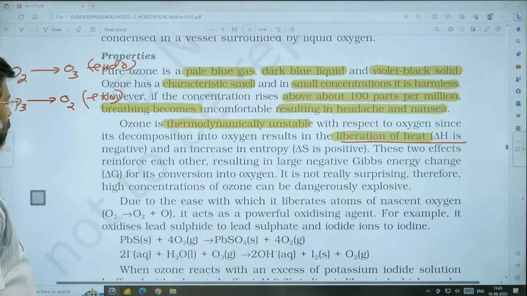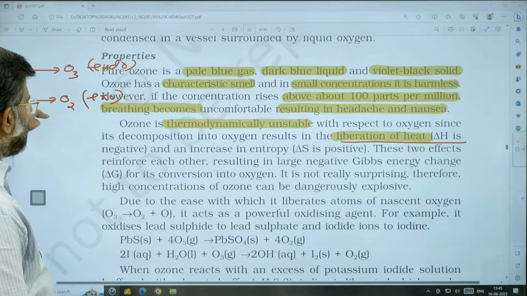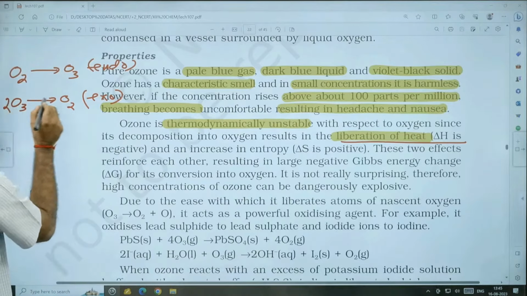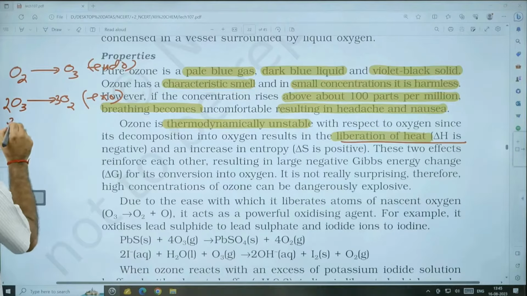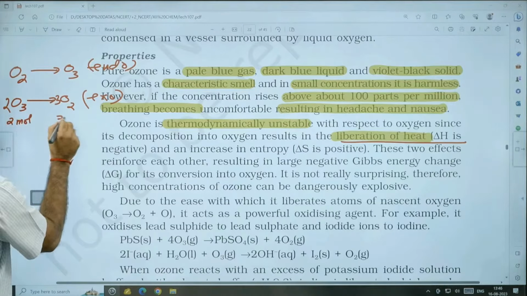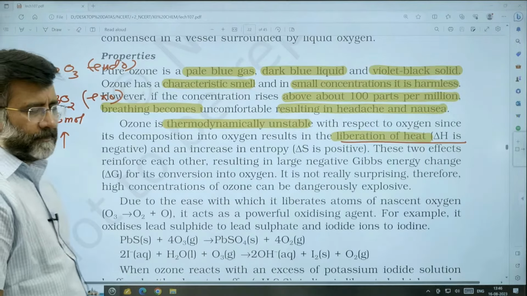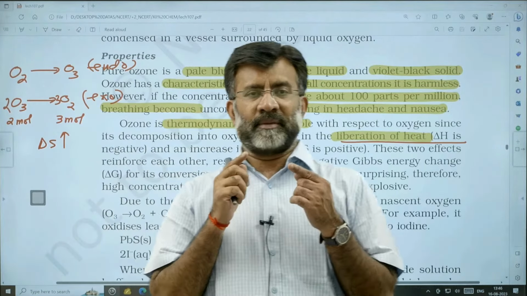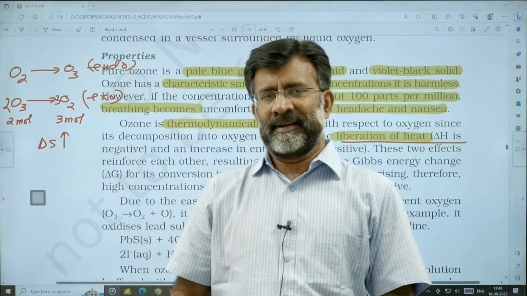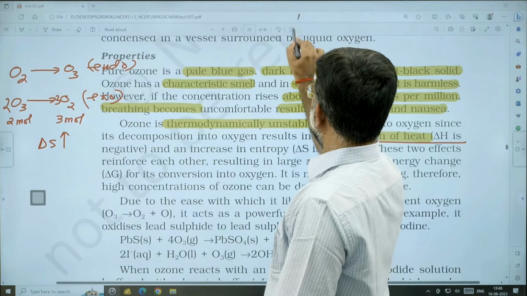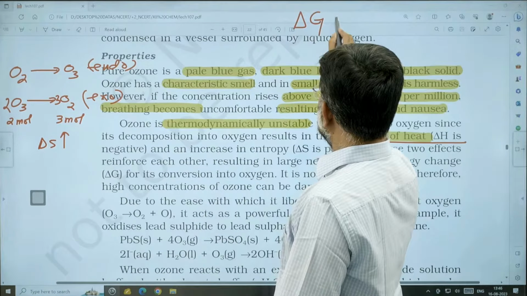Moreover, it involves a change in entropy. It is 2O3 converted to 3O2, 2 mole gas converted to 3 mole gas. So there is an increase in entropy. So exothermic means delta H negative and delta S positive. You see, both are favorable for the spontaneity.